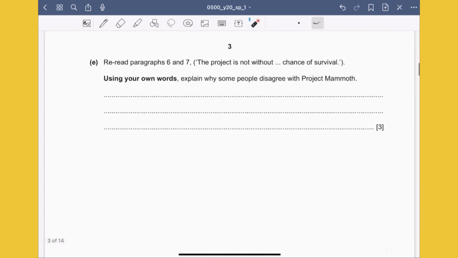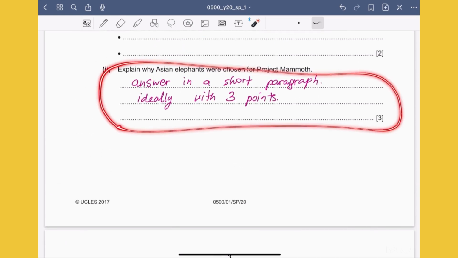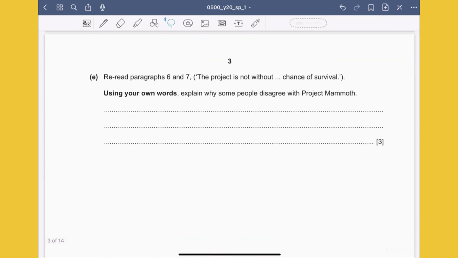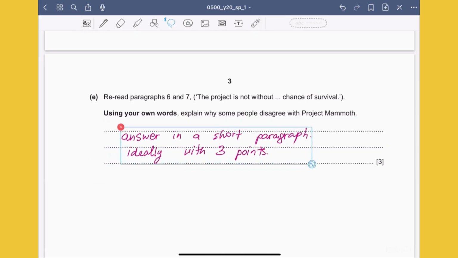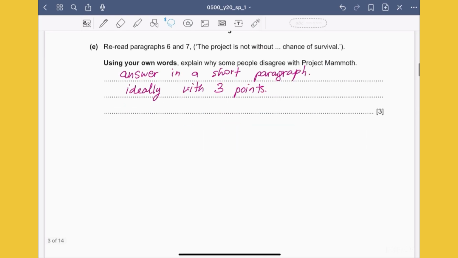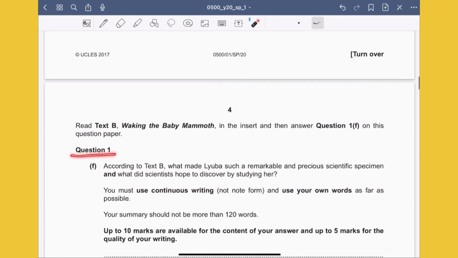So question 1A as well, asking you to use your own words, and the format for this one is very similar to D just now over here. So you answer in the same format over here. So basically you just answer in a short paragraph as well, and with 3 points again, and that should give you 3 marks.